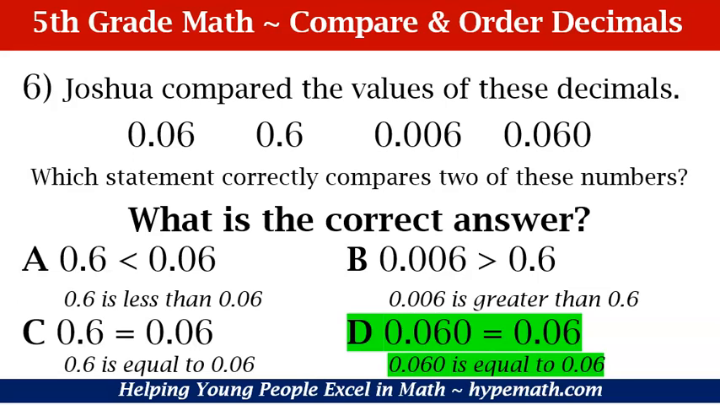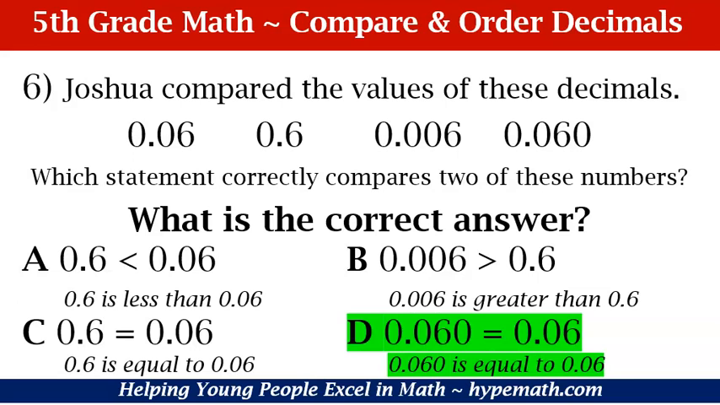Now, if you couldn't remember that, if that's something that was not introduced to you when it came to decimals, what you could do is look at all of the answers to see whether or not they're true, okay? So let's look at A. 0.6 is less than 0.06. Is that true? No, it's not true, because we know that actually the 6 is greater than the 0. So A is not true. We can mark that one out, okay?